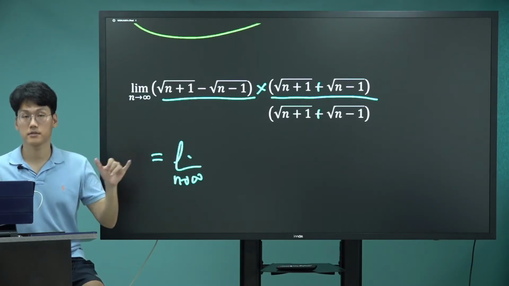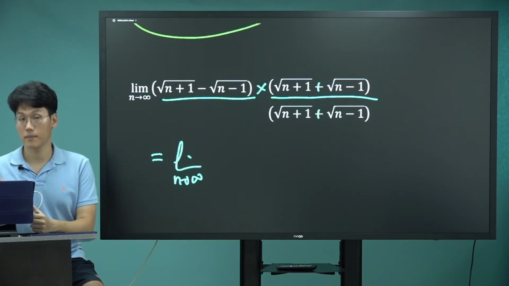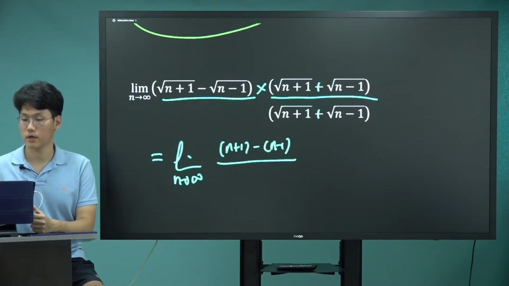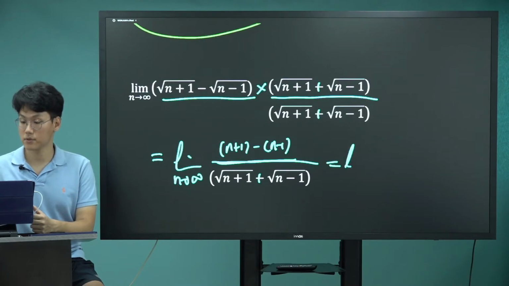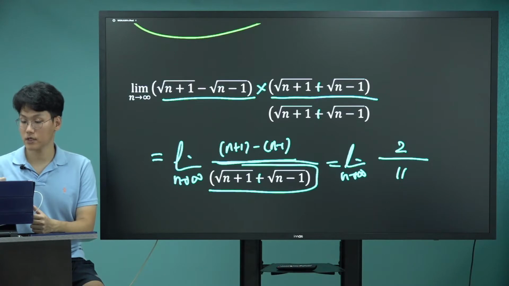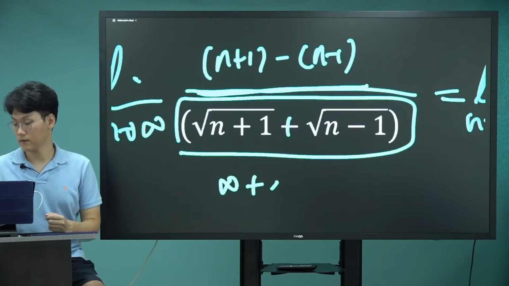And on the top, it's (a plus b) times (a minus b), hence the difference of squares: (n plus 1) minus (n minus 1), over the sum of the surds. And hence, on the top, it's the limit as n goes to infinity of 2 over whatever. If you say n goes to infinity, this is infinite plus infinite.